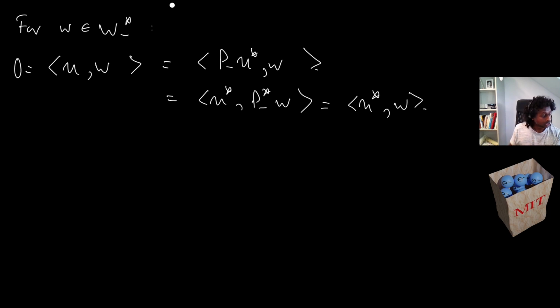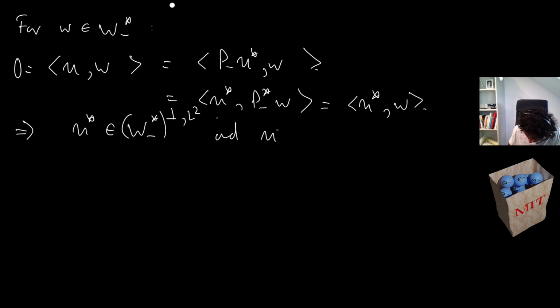Right? So that implies that actually U star is in W minus star perp L2, and we have that U star is in P minus star L2. Therefore, we have the reverse containment, right? So I think it's easy to see that we have the reverse containment. Okay, last point. It's just a few more lines.